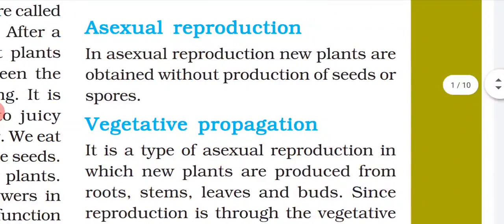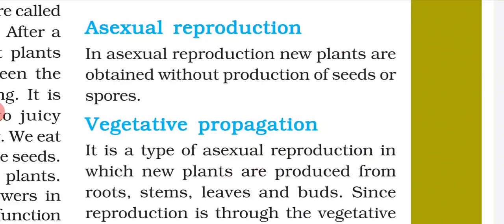Now, what is asexual reproduction? In asexual reproduction, new plants are obtained without production of seed or spores. So if any plant is not producing seed or spore, in that condition the reproduction will take place only by the asexual mode of reproduction. In this asexual mode of reproduction, the first type is vegetative propagation.